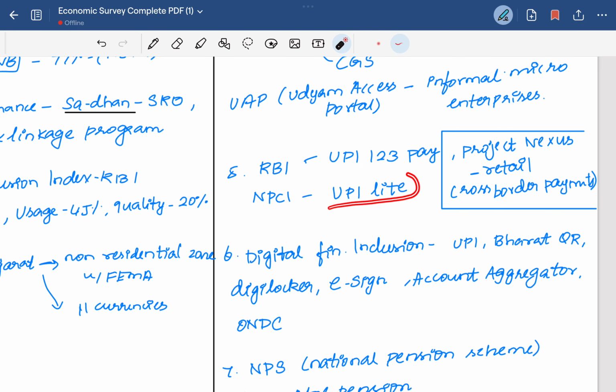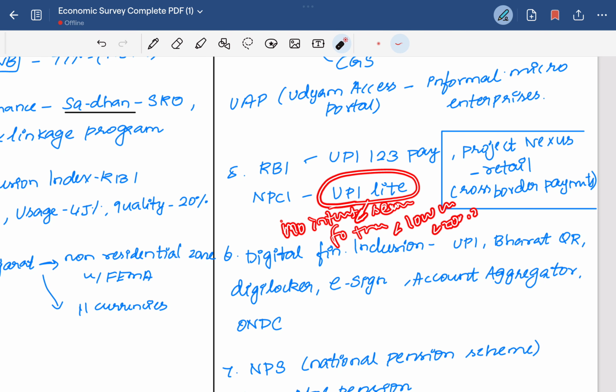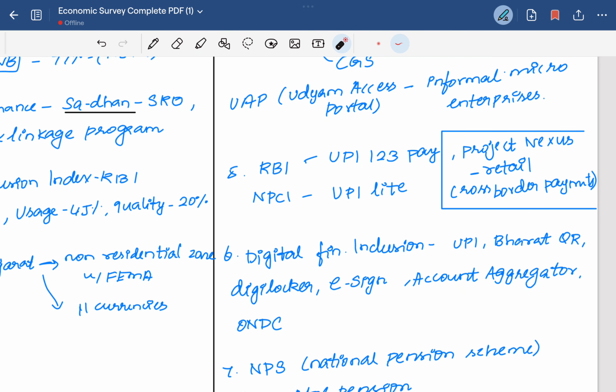It releases the UPI Lite, which is basically for when there is no internet, so internet is needed for transactions, but for low value transactions, around less than 200 to 2000 rupees, UPI Lite is used.